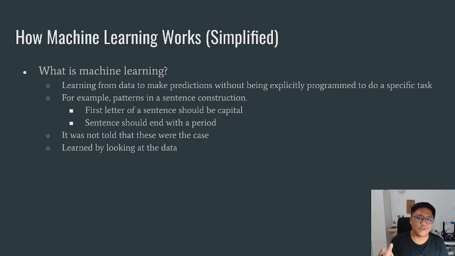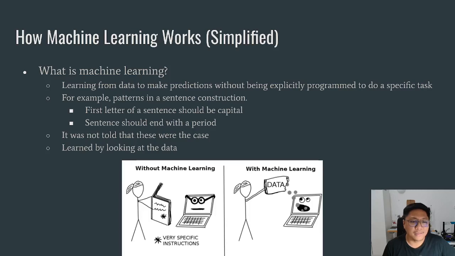The first letter of a sentence is always a capital letter. And then after a few set of words, eventually it ends with a period. And then after a period, it's a space. And after a space, it's another sentence. And what's great about this is that no one told it that this is the case. These are rules that we know that it learned just by looking at the data.